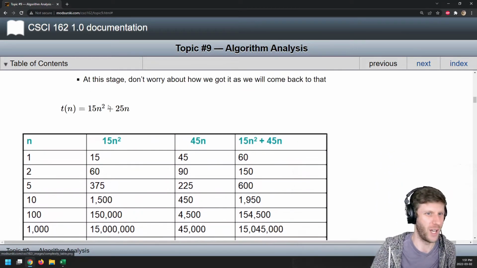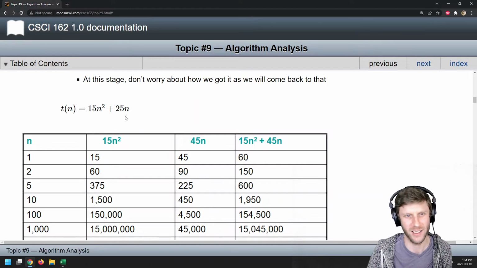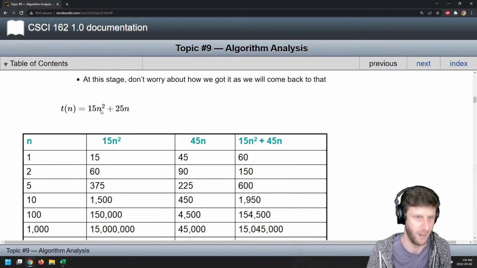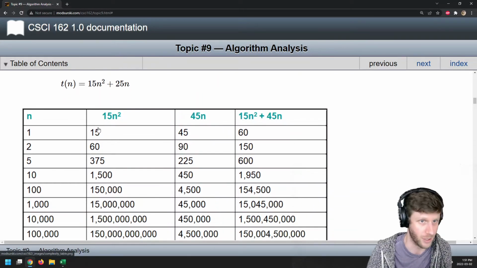We also saw that we've got this whole function here, but we could break it down into parts and see that this n squared part is definitely way more. If we're playing the blame game for who accounts for most of the value of T of n, it's going to be 15n squared, especially as n gets bigger and bigger.